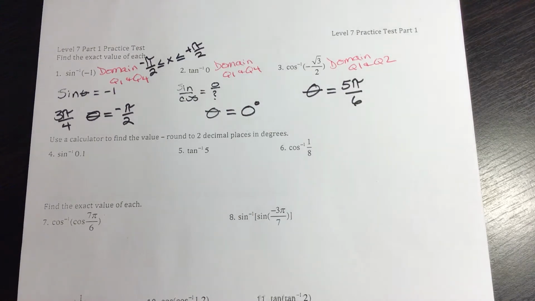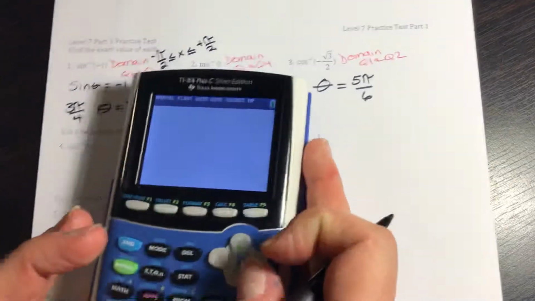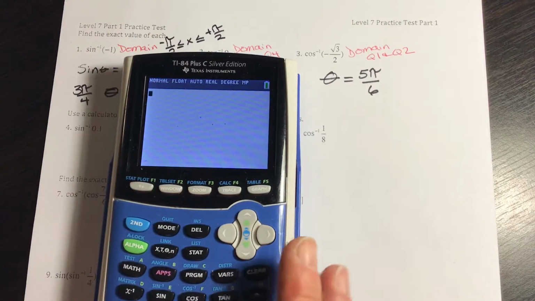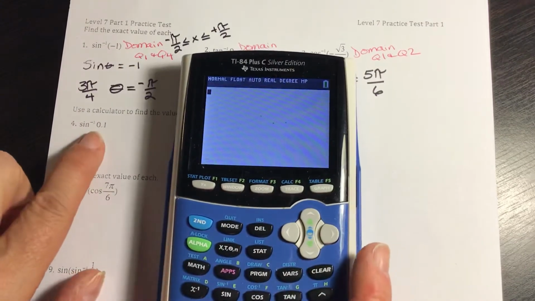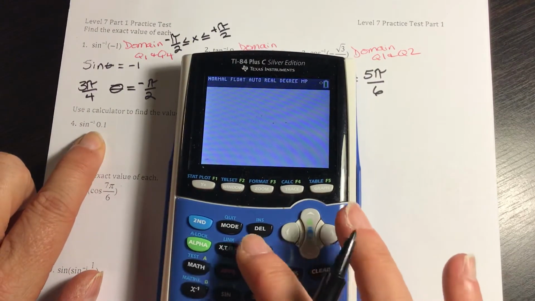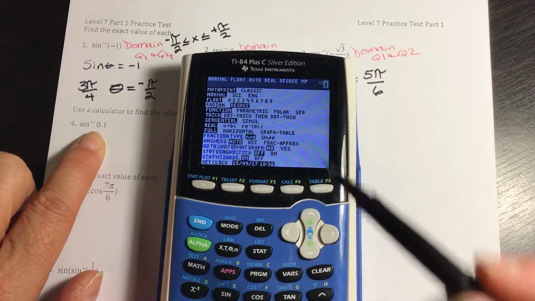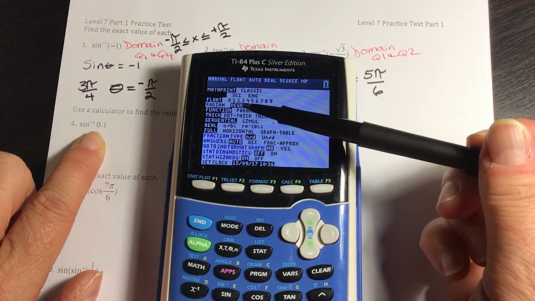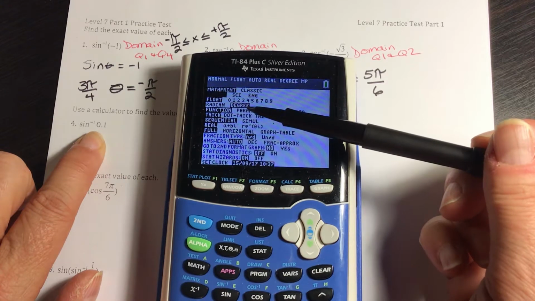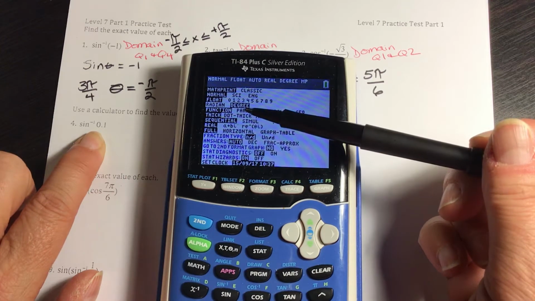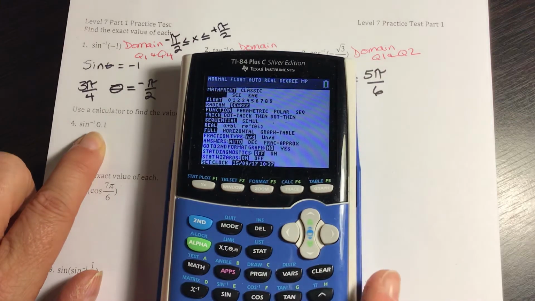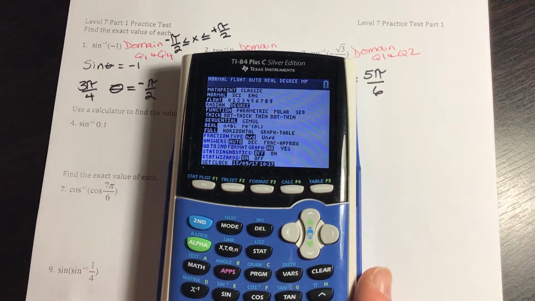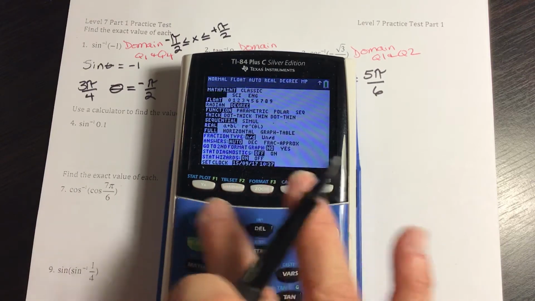Number 4, using a calculator. I'm going to use a calculator. You can use decimals if you want, but I'm looking for sine of what angle is 0.1. First thing I want to make sure is that my mode is in degrees, because it asks us to find this in degrees. So if you're using decimals, you can make sure it's in degrees with the wrench in the top right corner. But this is in degrees.